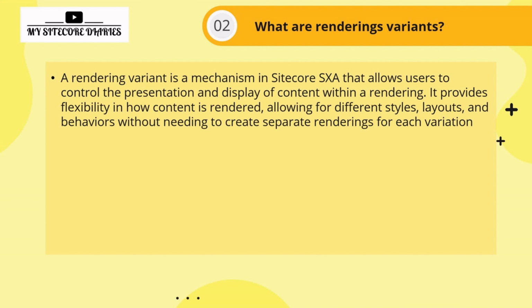The behavior might be different also. So these are called rendering variants. You do not have to create a new component. If you are using rendering variants, your content and data structure are the same behind the scenes. You just have to make a variant of that component. There is no need to create a new component.